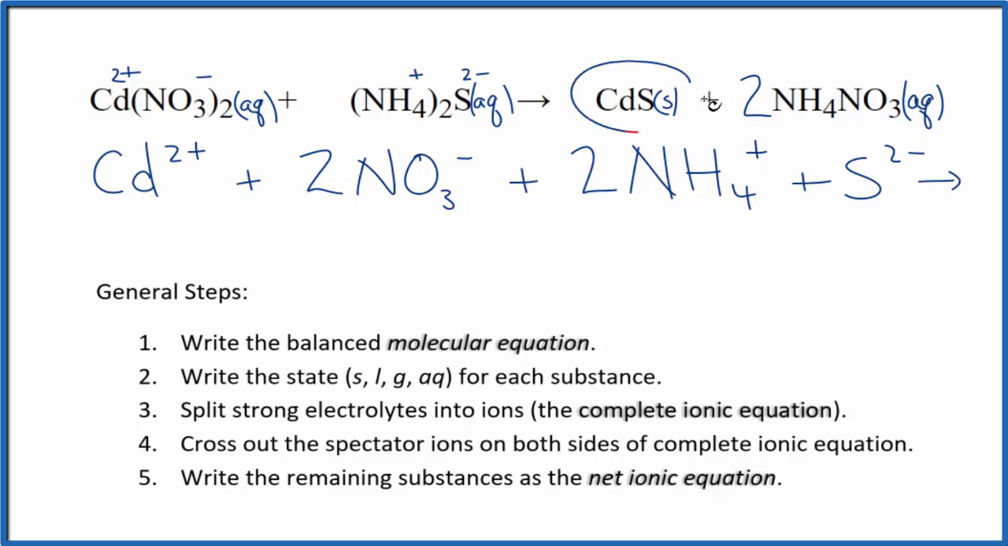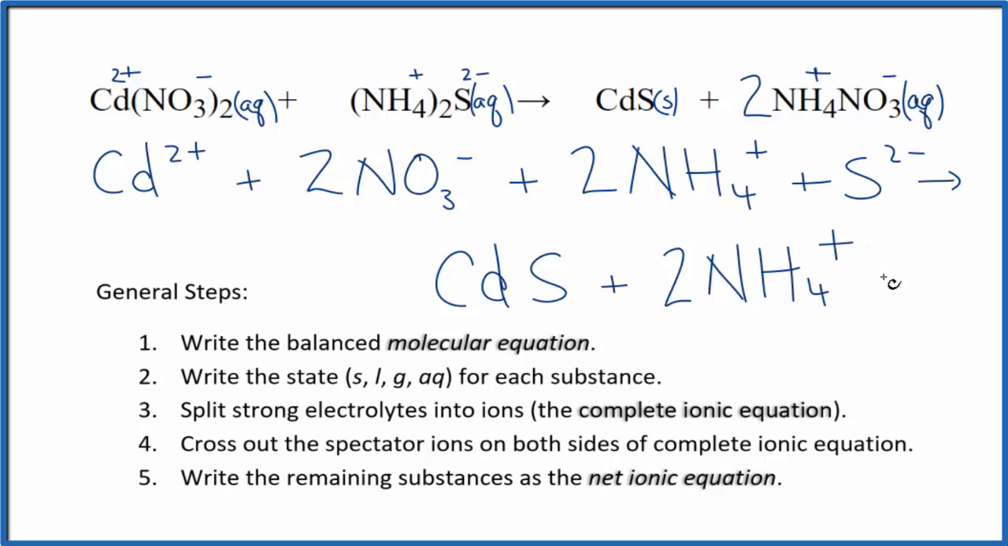For the products, we don't split solids apart in net ionic equations. So we have CdS, that'll stay together, plus 2 ammonium ions, and then we have 2 nitrate ions, just like the reactants. So these are the products in our complete ionic equation.